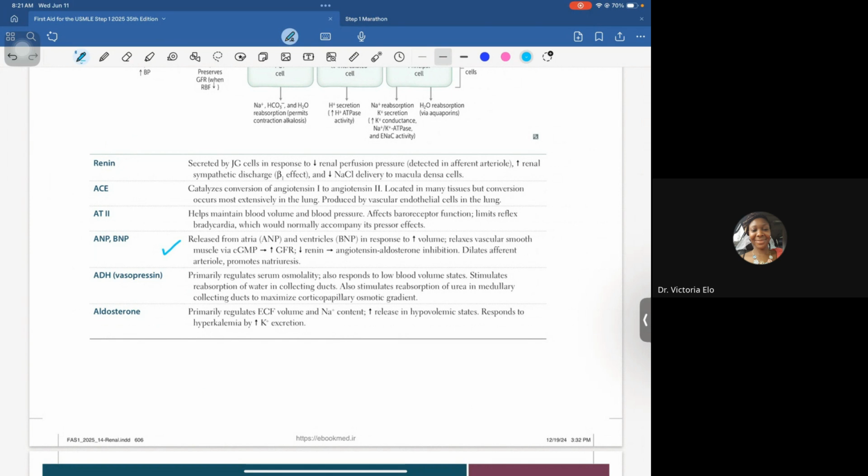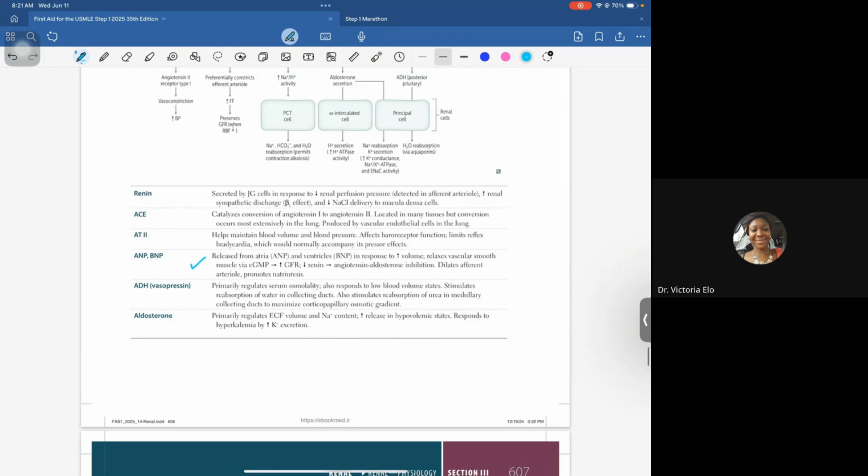We have already done ADH as well. So what is ADH going to do? ADH is going to respond to the serum osmolality. It's going to respond to low blood volumes. It's going to increase the absorption of water in the collecting ducts.